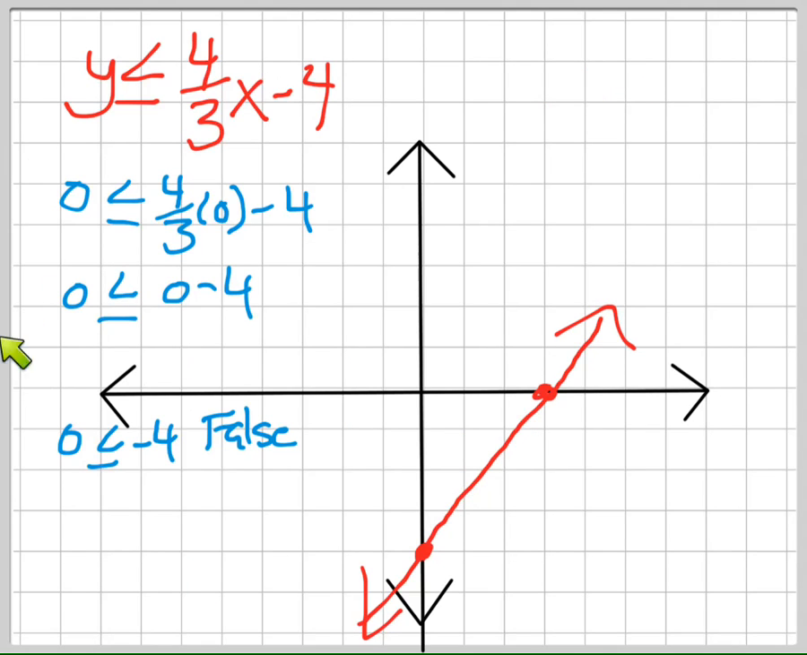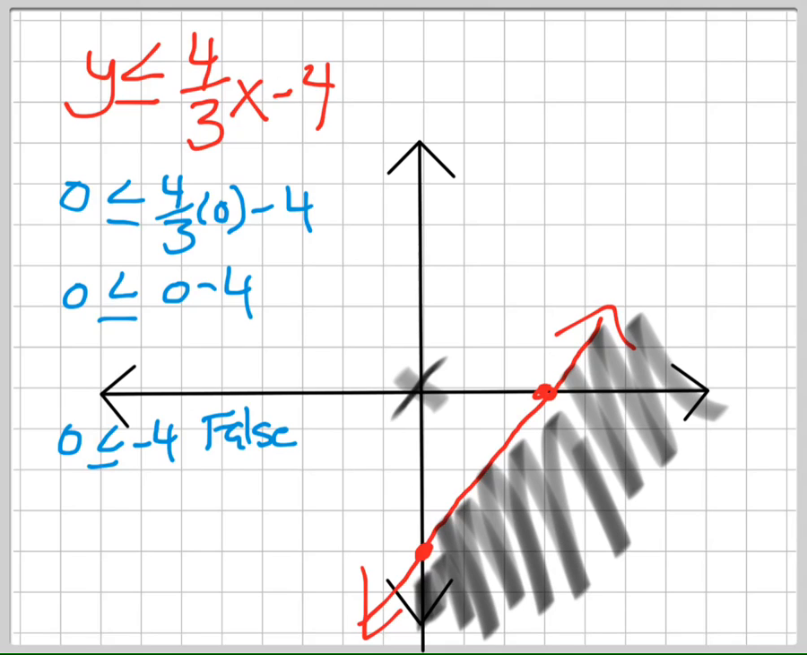I've had a couple good questions. In this case, 0 less than or equal to -4 is false, because 0 is bigger than -4. So it means that is not a solution, which means you need to shade on the other side of the boundary line, so you'll be over there. Okay.